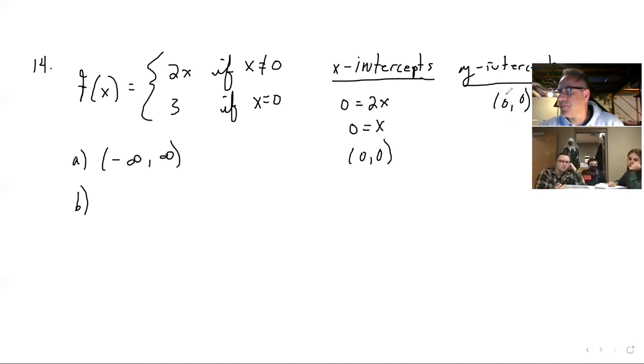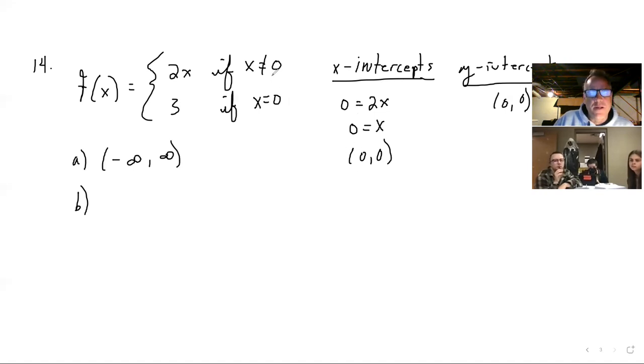I want to type this in as I go. So let me get the domain in there. Negative infinity to infinity. Got it. Now, it says list the intercepts as ordered pairs. You have to be a little bit more careful with piecewise functions, because in this particular case, when I go find x-intercepts, I let y be 0, solve for x, and I came up with 0, 0.